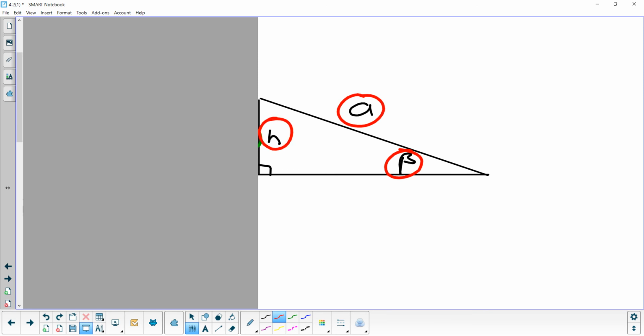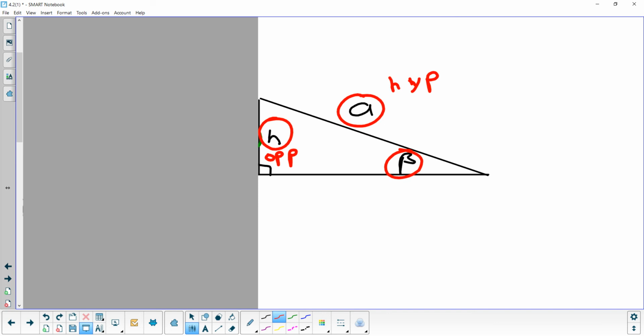All right, so let's start by writing down the names. Colby, what's the name of side H from the perspective of beta? Yep, that's opposite again. And Lacey, what's the name of side A? It's hypotenuse, yep, because it's across from the 90.